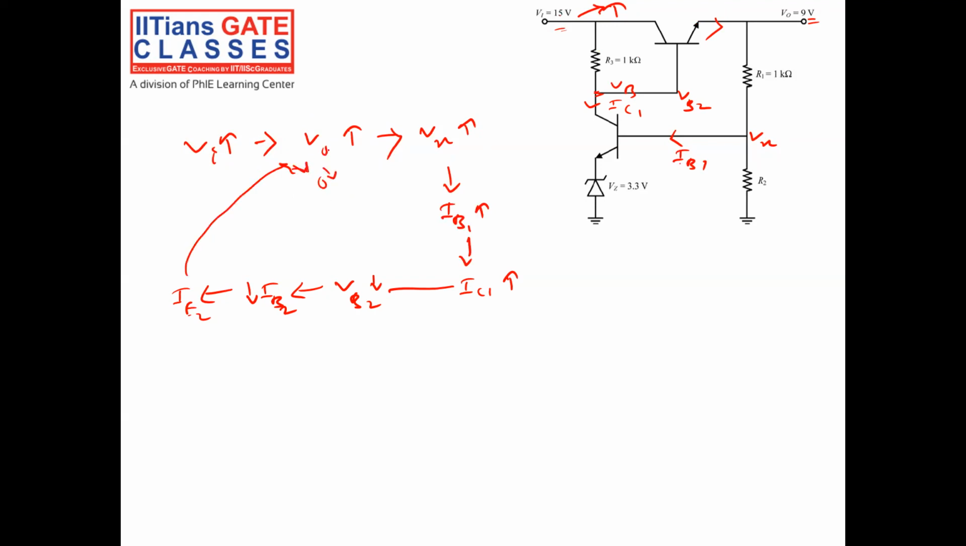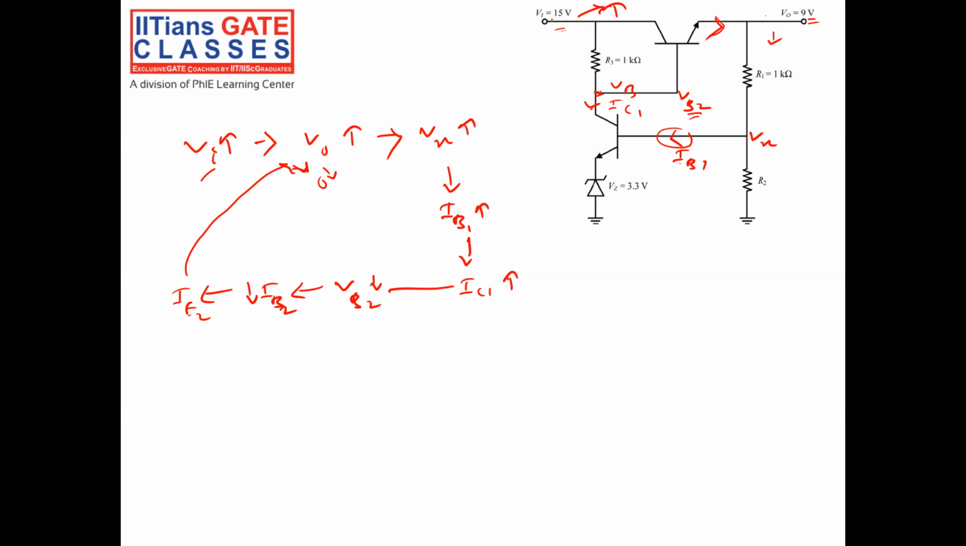So what I'm telling is, if Vin increases, V0 will increase. Then it will increase the potential at Vx, then increase the current IB1, then increase current IC1. Then it will decrease the voltage VB2. This VB2 decrease will decrease the current, so that my output, which is already increasing, will go on decreasing. So in steady state, we maintain V0 at 9 volt irrespective of my input variation. This is the way it regulates my output in a closed loop.